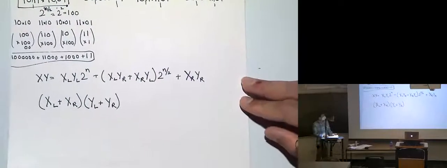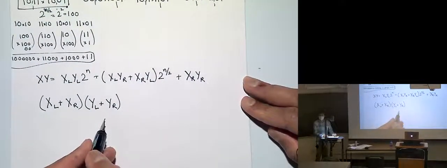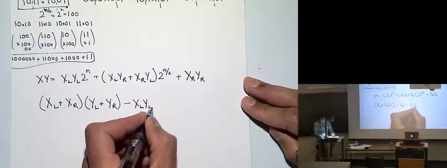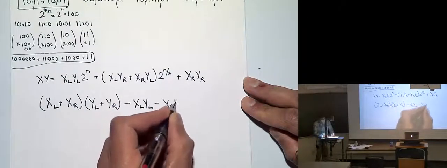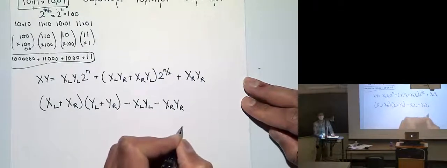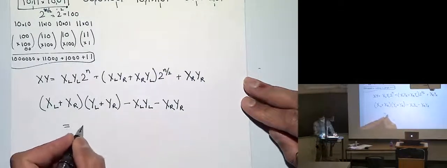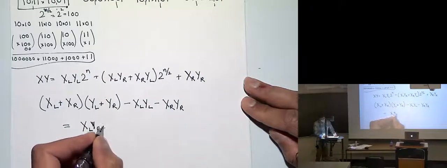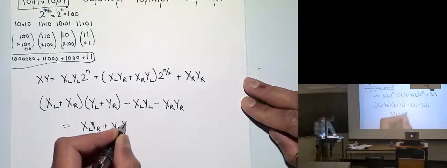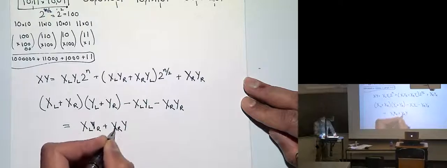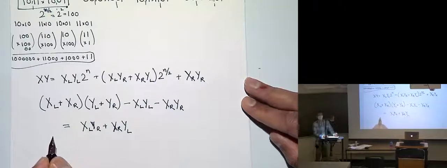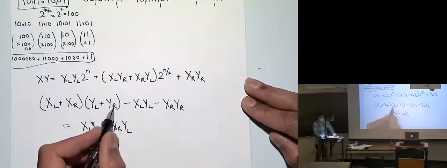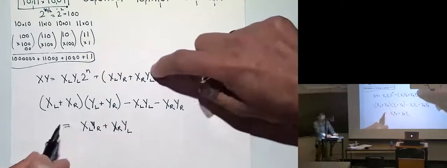Except he said that if you compute this and you subtract out XL, YL, and XR, YR, then what you get is exactly XL, YR plus XR, YL. You can see this, right? So XL, YL cancels out, XR, YR cancels out. What you have left is exactly the middle term.